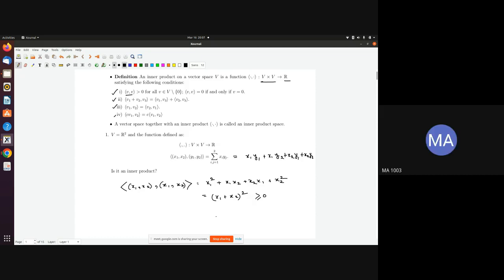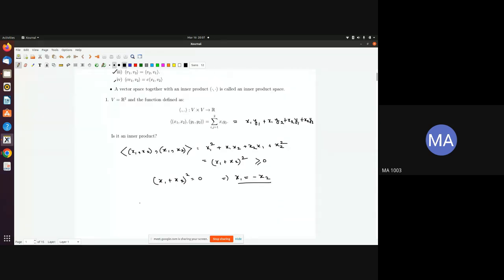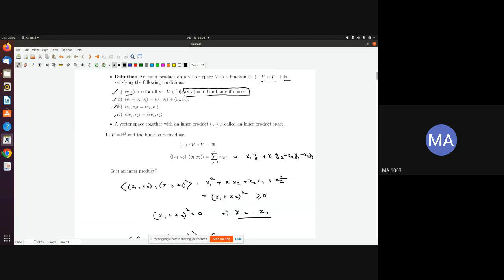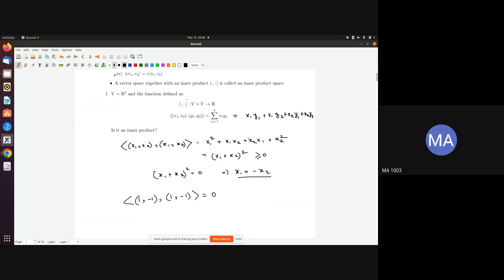But what is the problem when x1 is minus x2? Then it will be 0. So if I choose any such vector, as you already said, (1, minus 1), then the inner product is also becoming 0, which should not be, because it is 0 if and only if v is 0. The only possibility should be (0, 0), but here there are many other examples. So it is not an inner product.